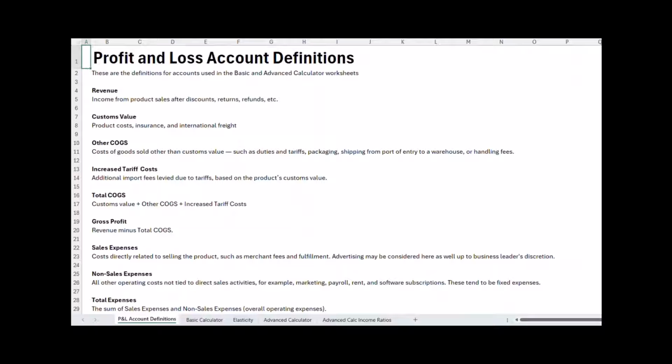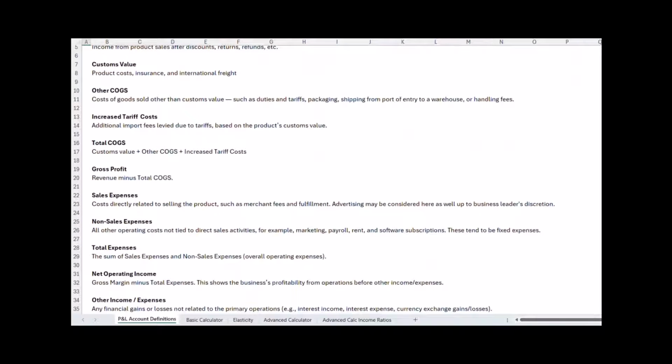Your increased tariff costs will be calculated for you. Your total cost of goods sold is going to be the customs value plus your other COGS plus your increased tariff costs. Gross profit is revenue minus total cost of goods sold. Now, something I want you to remember, best practice for cost of goods sold is your landed product cost. This should only include your products and the cost to get it to your warehouse. I do see some people who want to put sales expenses in cost of goods sold, and technically that's not accurate. Those costs will fall under sales expenses here.